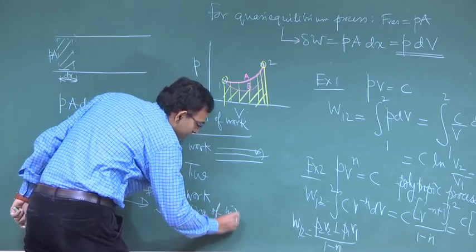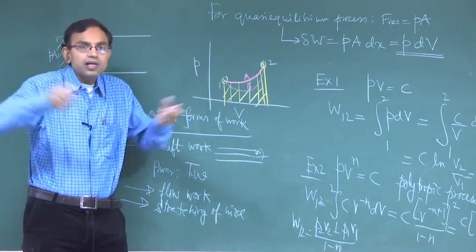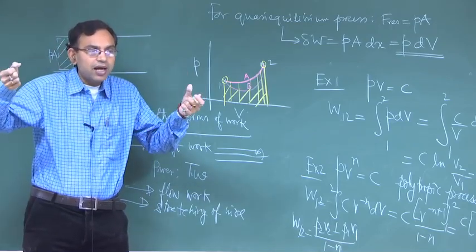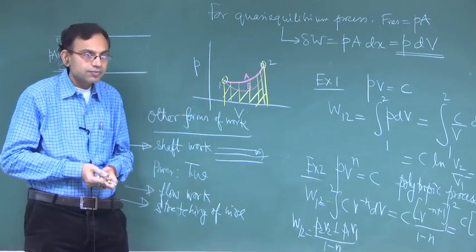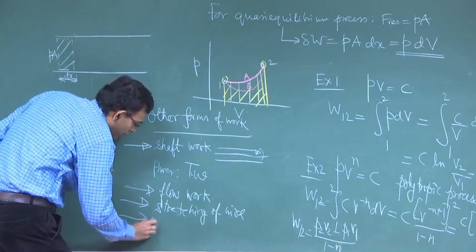This is due to surface tension. If you stretch a wire, you do some work, because if you expand an area by stretching a wire, you do work by virtue of putting more energy into the surface. This is due to surface tension. Then electrical work.